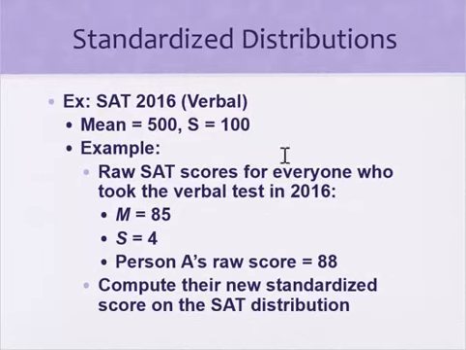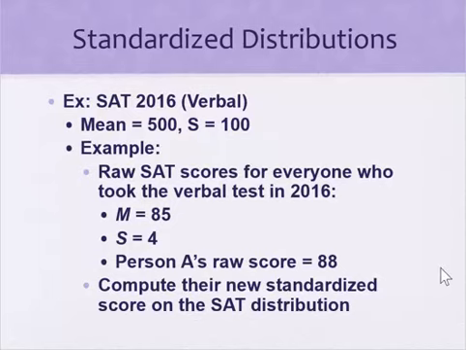But we're not there yet, right? We're just still dealing with the raw scores from the verbal test. So the raw SAT score for everybody who took the verbal test in 2016 was 85 with a standard deviation of 4. And we're picking one person out of that distribution. We'll call them person A. They got a raw score of 88. What I want you to do is compute their new standardized score on the new SAT distribution.